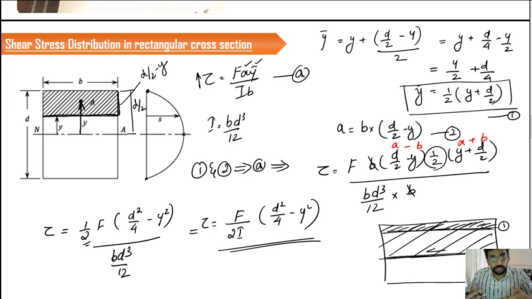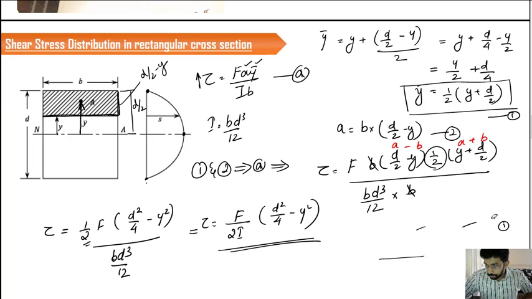So that can be concluded in such a way that we can expect a maximum value of shear stress at the neutral axis, and towards the two sides it is going to reduce and finally reach a value of 0. So at the ends we have the value 0, and at the neutral axis we have the maximum value. This is how the distribution of the shear stress in a rectangular cross section looks.